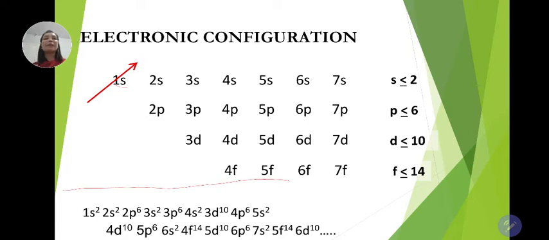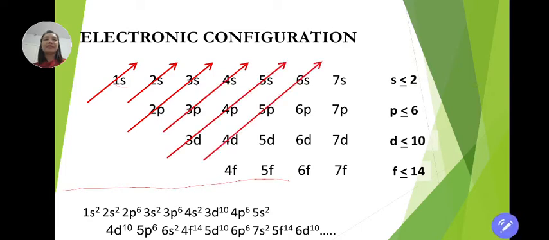Ayun, meron naman pala ipapakita na arrow. So, yan yung pagkakasunod-sunod niya. Hindi siya kay 1s2, 2s2, 2p6, 3s2, 3p6, hindi siya. So, susundin natin yung arrows na to sa paggawa natin ng electron configuration.